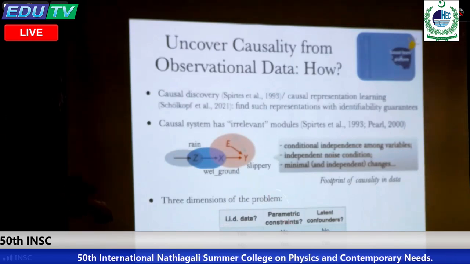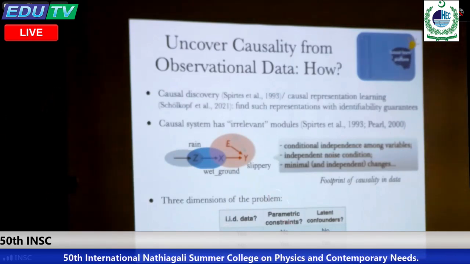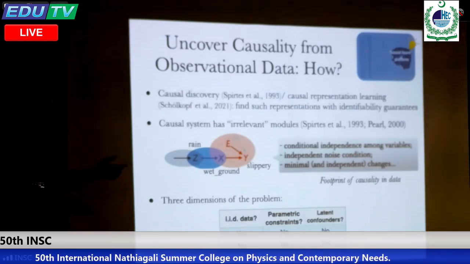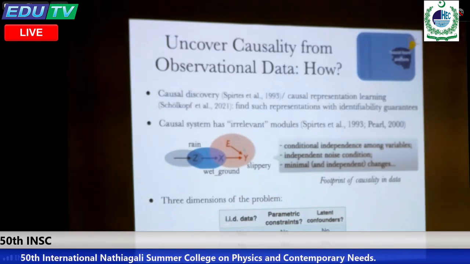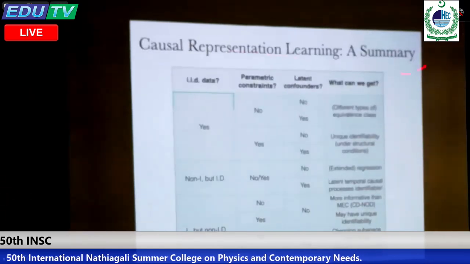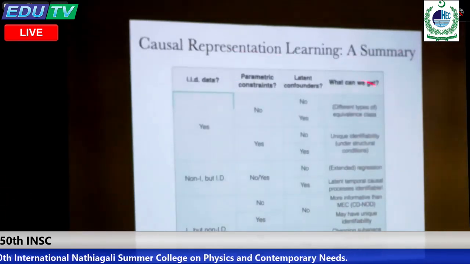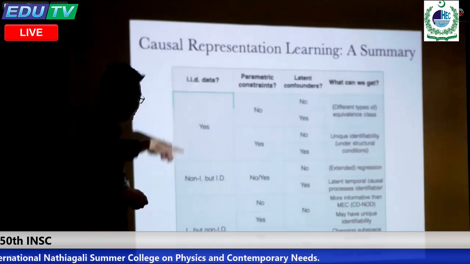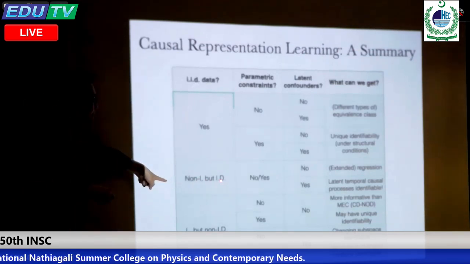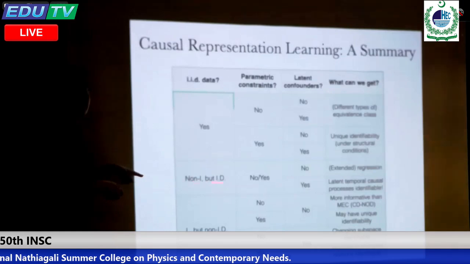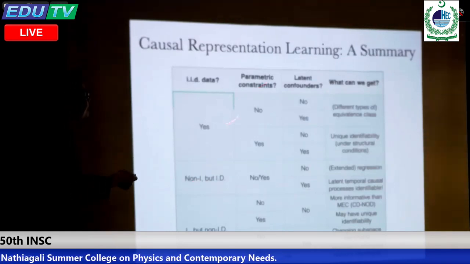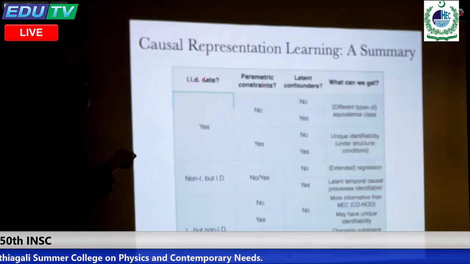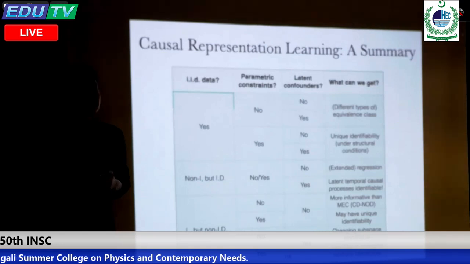And if you have parametric constraints like a linearity assumption, then you can benefit from it. And generally speaking, we allow a lot of latent variables. Now you can see a summary. This is a summary of the recent results in this particular field. So you have IID data right here. You have non-IID data. This means you have time information. The first I stands for independent. The second one stands for identically distributed.